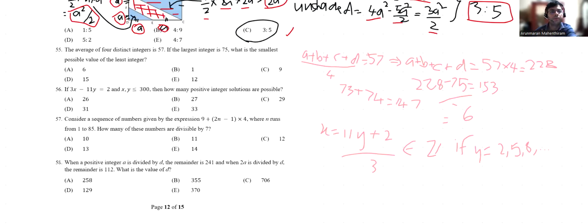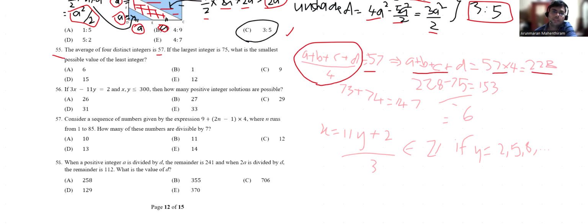Question number 55. The average of four distinct integers is 57. So I take those four distinct integers as A, B, C, D. There are four numbers, so we have to divide by 4. That is the average of these four numbers, which is given as 57. So we multiply by 4 on both sides. That is A plus B plus C plus D is equal to 57 into 4, which is 228.